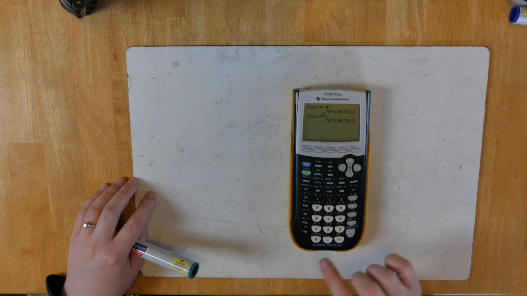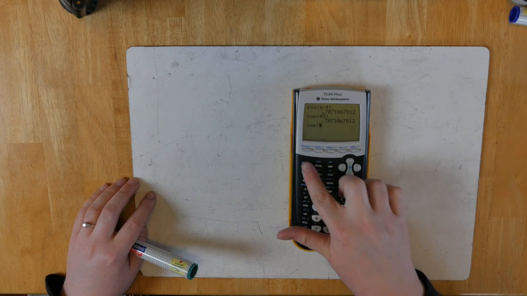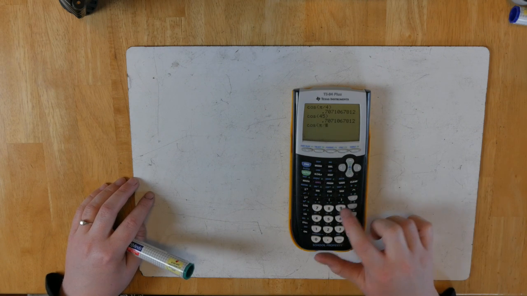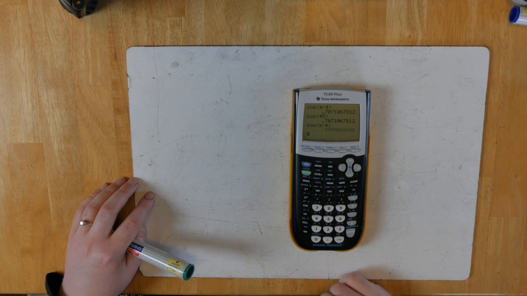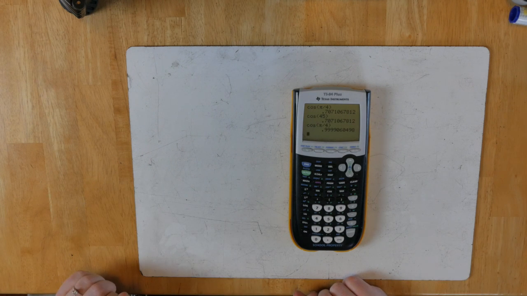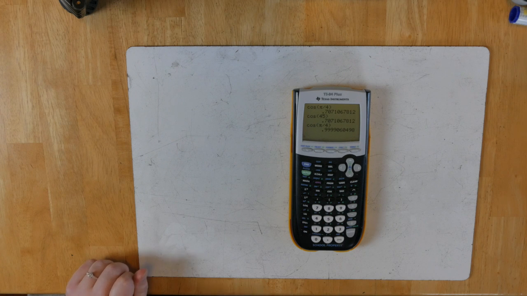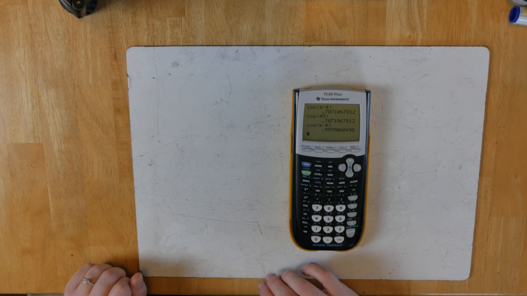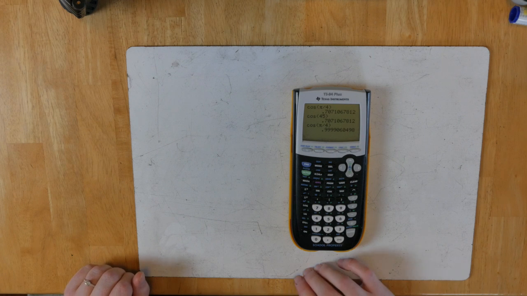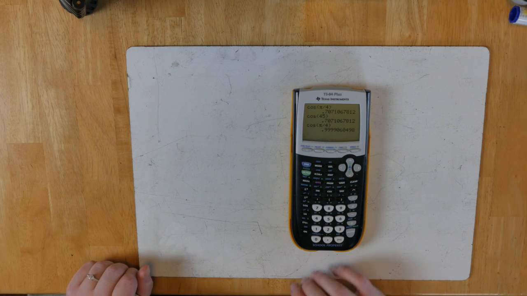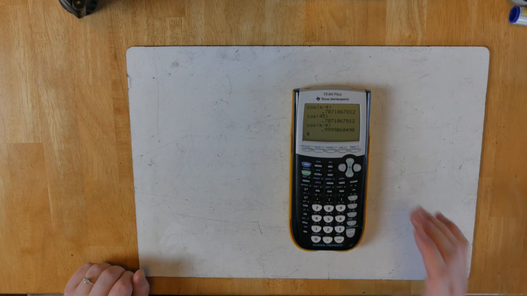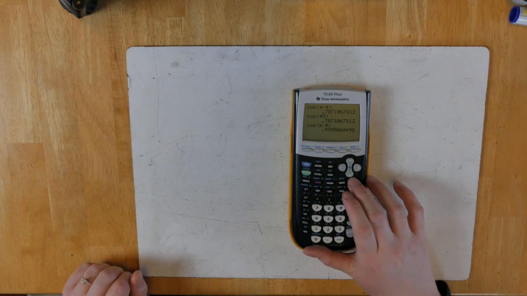If I were to type in the cosine of pi over 4 now that my calculator is still in degree mode, I will get a different and incorrect answer. So we want to make sure that if we're evaluating a trig function and we're working in radians, that our calculator's in radian mode so we can get the correct answer. And if we're working in degrees, that our calculator is in degree mode so that we can get the correct answer. So that's important.